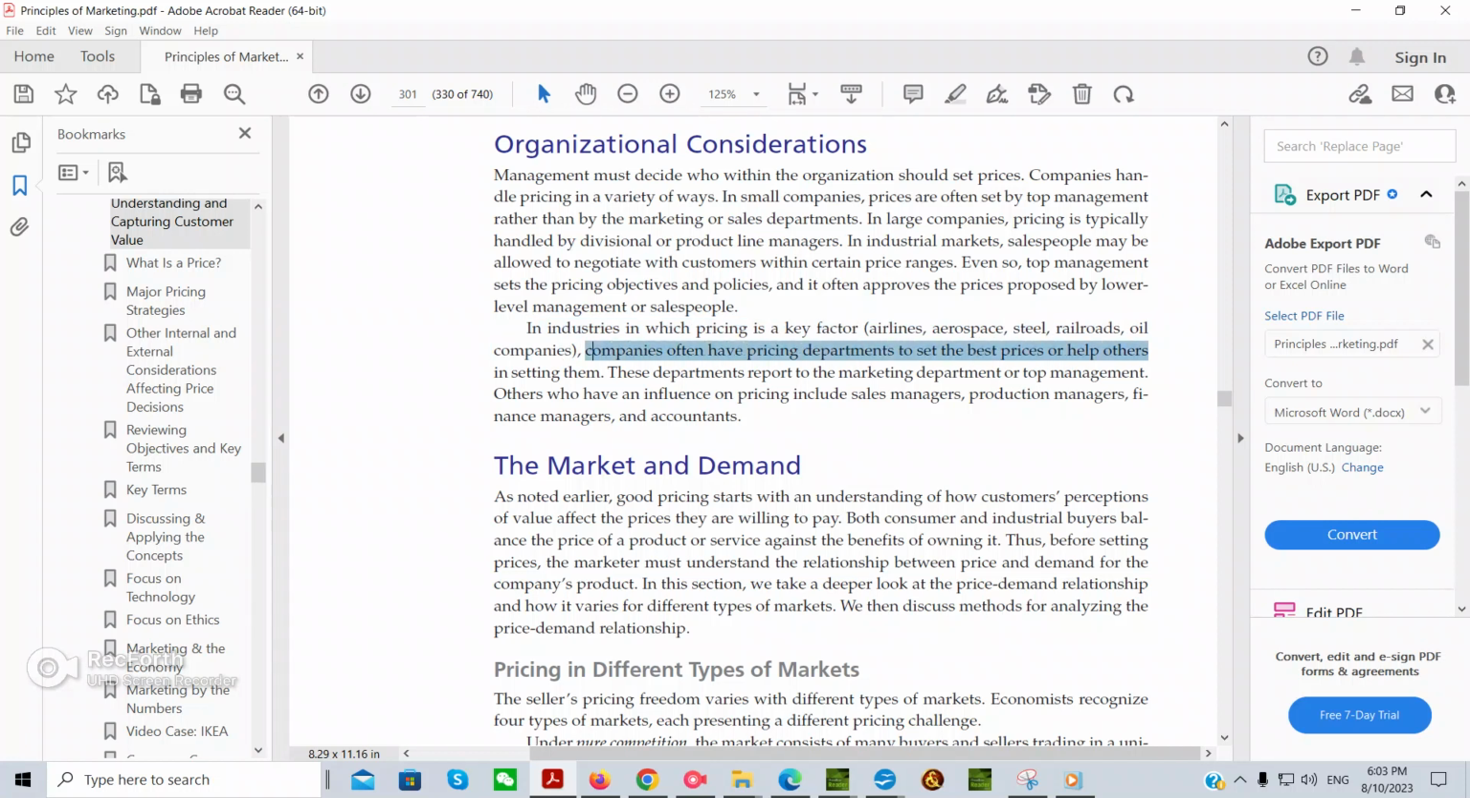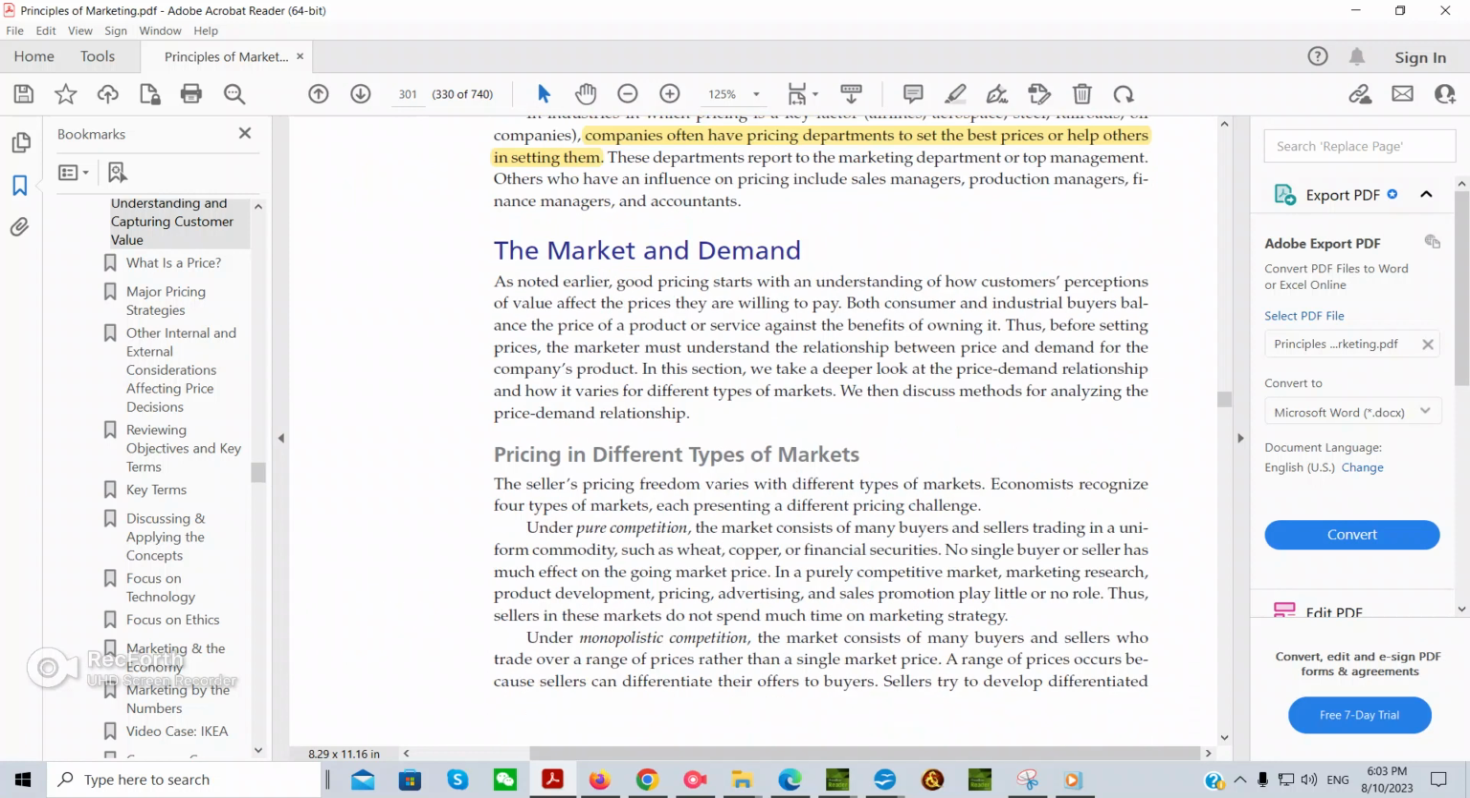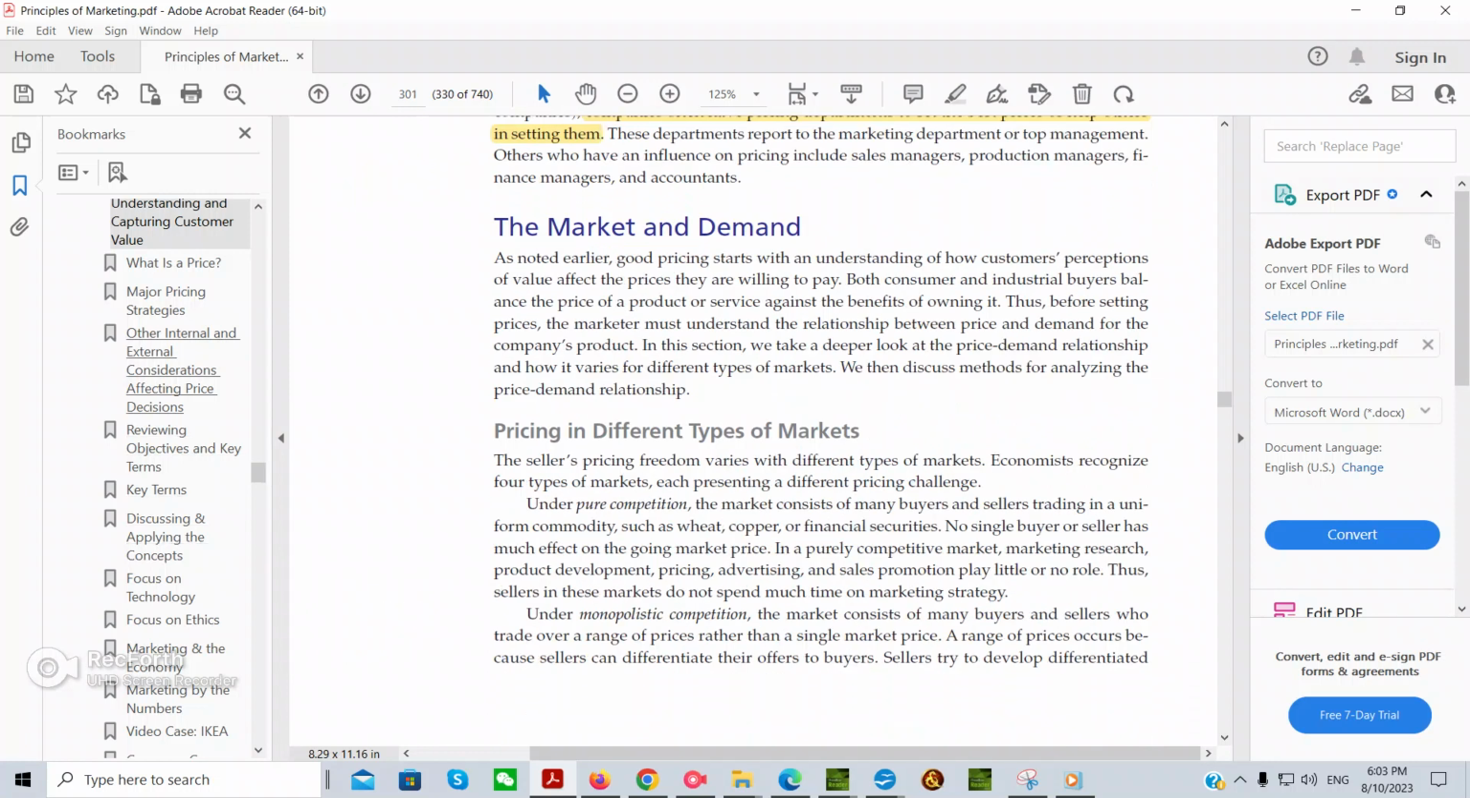Companies often have pricing departments to set the best prices or help others set them. So if you have marketing data, it could be an external company who gets this marketing data and buys that so they'll know how to price things. These departments report back to the marketing department or top management. Others who have an influence on pricing, including sales managers, product managers, finance managers, and accountants, also are influential in that pricing decision. Now, in terms of marketing demand, this is another major consideration.